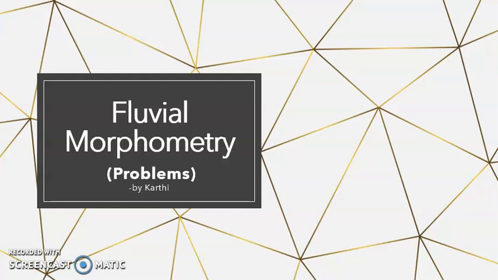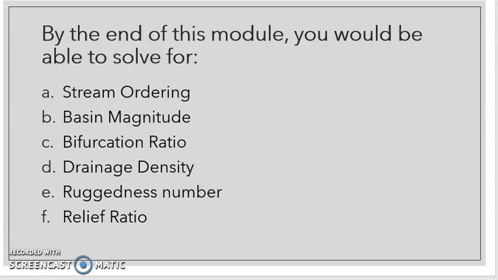Hello, today we'll be discussing in short about fluvial morphometry in geology. Problems related to these are often seen in competitive exams such as GATE and NET. You see, in these questions, we are mostly asked to find stream ordering, basin magnitude, bifurcation ratio, drainage density, ruggedness number, relief ratio of a particular stream. So let's make sure by the end of this module, we are familiar with these terms.